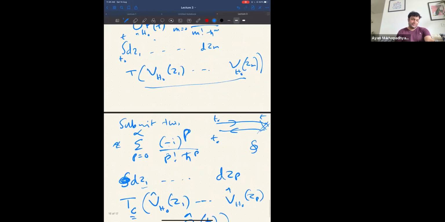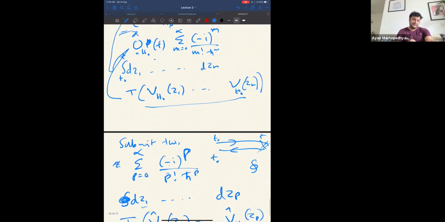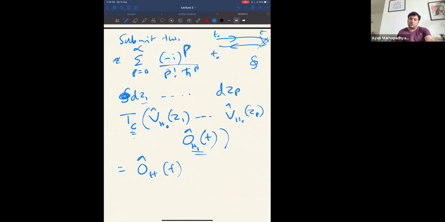And then these operators are already ordered according to the contour, so I don't need to worry. I can simply replace everything under the contour ordering symbol, and it becomes this.